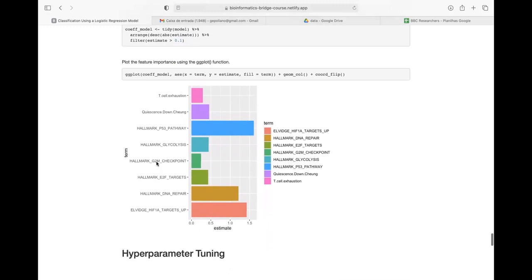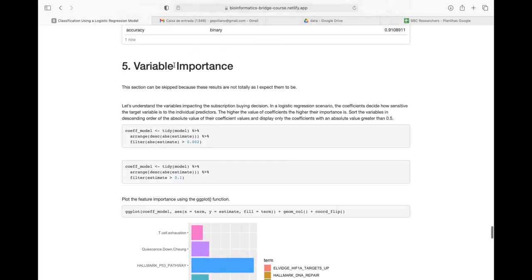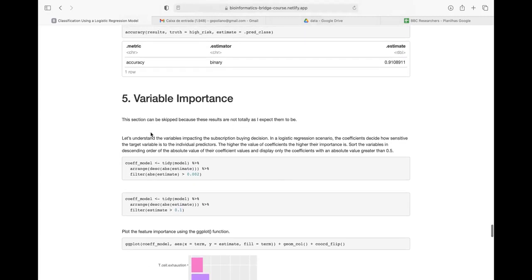But as I said, this is not what I expected. I can explain why these variables can be important, but this is not really what I expected. And right now I cannot explain this. That's why I did not want to go over this section. But we can discuss it a little bit on Monday, if you want, or we can discuss it in an office hour. Sure.